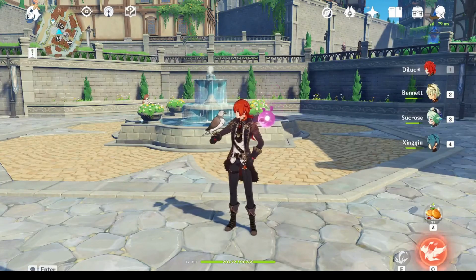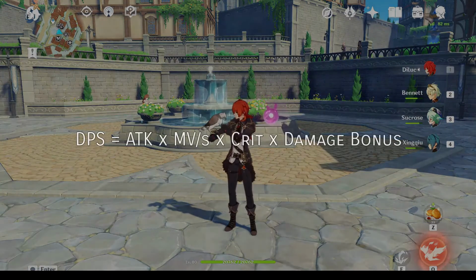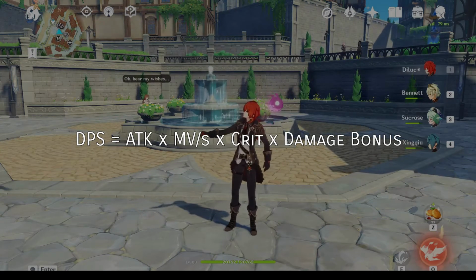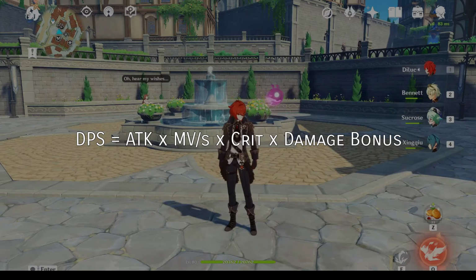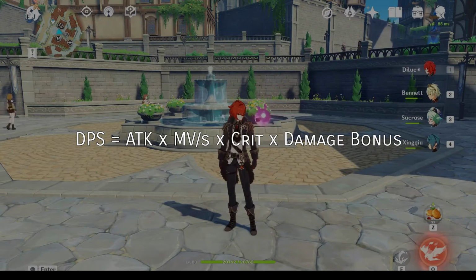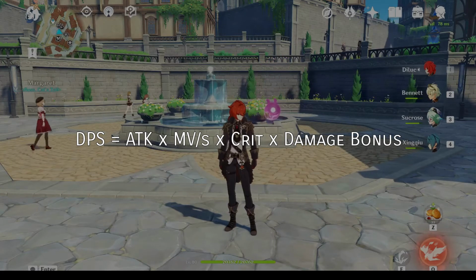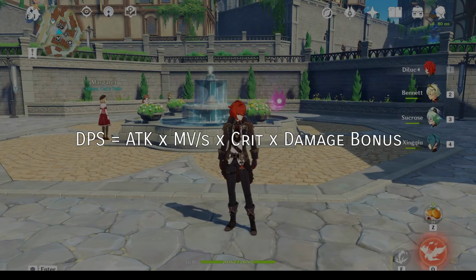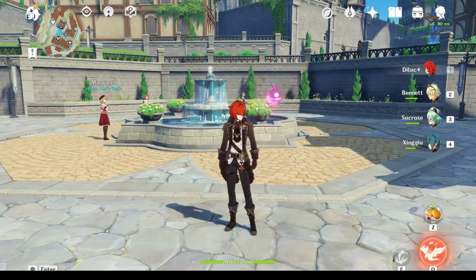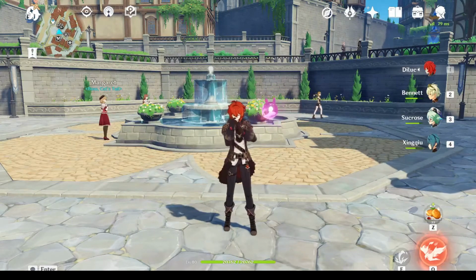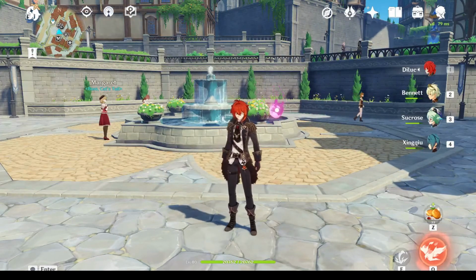All right, so what are we going to cover today? We're going to go over this formula. This formula is what we're going to break down how you calculate DPS in Genshin Impact. DPS is your attack times your motion value per second times your crit multiplier times your damage multiplier. And we're going to go over how you get each of those numbers, and we're going to build together to come up with the DPS for my Diluc so you can see that the numbers match what we calculate. So if that sounds good, stick around. We're going to get right into it.